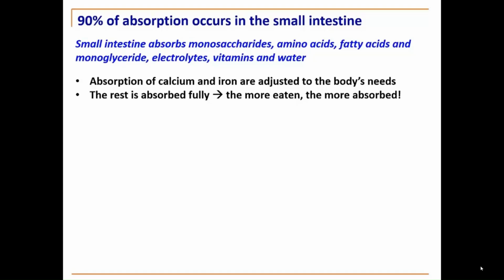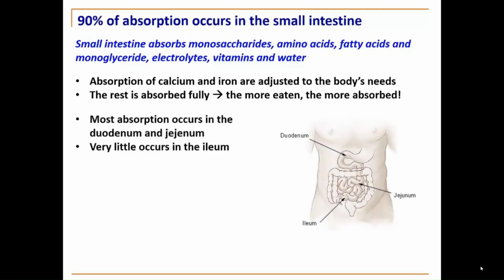So you get slow release of food from the stomach into the small intestine, so it can be fully digested and absorbed, for example. Most absorption occurs in the duodenum and the jejunum. Remembering, of course, these are the initial parts of the small intestine.